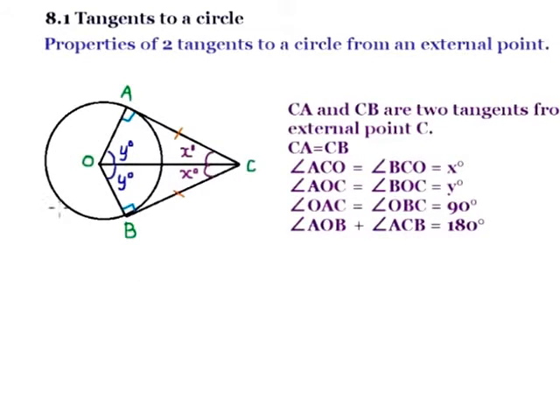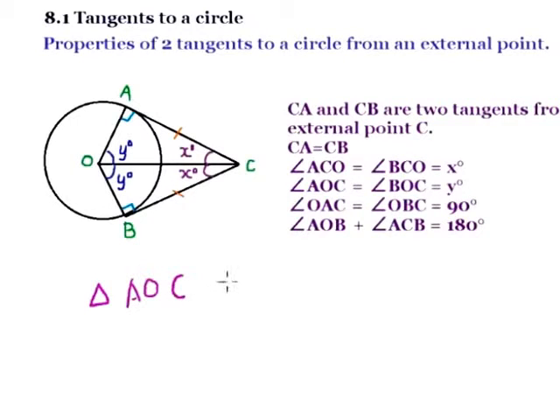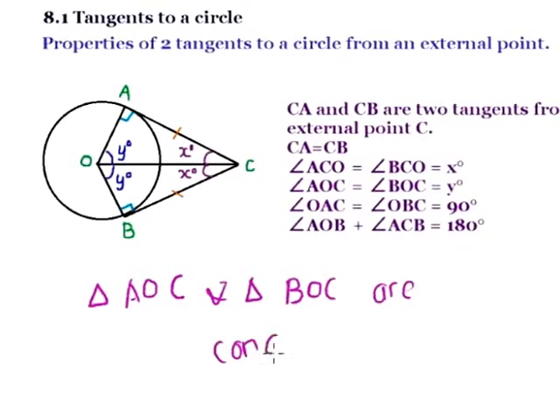And therefore, from this diagram, it is safe to conclude that the triangle AOC and the triangle BOC are congruent.